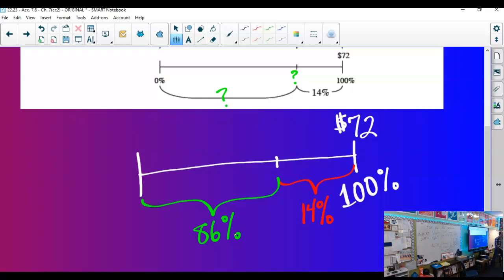Couldn't you multiply 72 by 0.86? Yeah, if I had a calculator. What if I don't? Use your brain. Use my brain. I don't know. Just math.